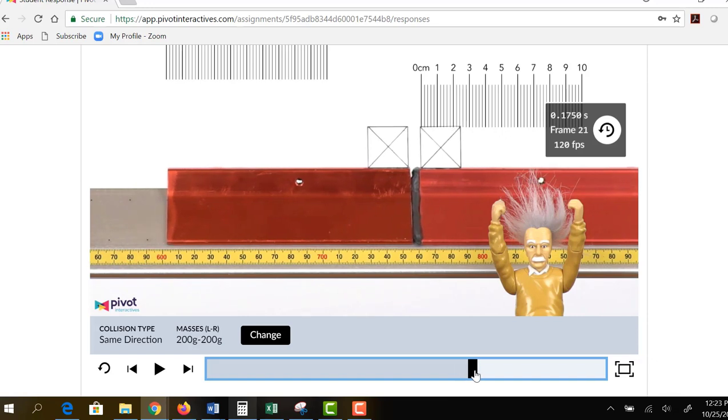All right, that's pretty good right there, I'd say. Okay, so 0.1833. So 0.1833 seconds for the system, both of them stuck together, to travel 0.025 meters. So let's calculate that.